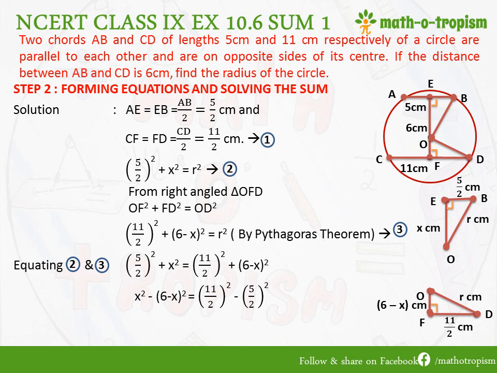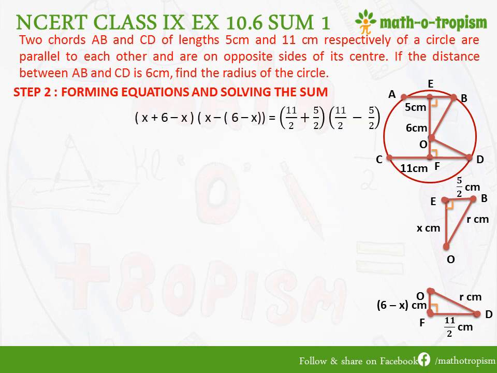So we will be using a square minus b square is equal to (a plus b) into (a minus b). As a result, if a is x and b is 6 minus x, we get (x plus 6 minus x) into (x minus (6 minus x)) is equal to (11 by 2 plus 5 by 2) into (11 by 2 minus 5 by 2). When we simplify, this will become 6 into (2x minus 6) is equal to 16 by 2 into 6 by 2.